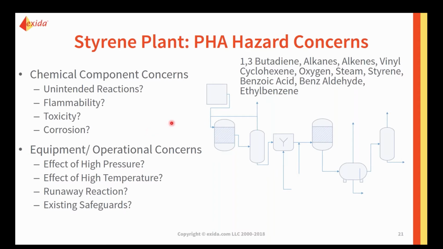So having a basic understanding of the chemistry behind the plant is important to make sure that when we go through and perform our high-level risk assessment, we know what we're addressing. And then lastly, you need to understand the effects of high pressure, high temperature, the potential for a runaway reaction, or the existing safeguards. And so this is what we need to do when we're looking at specific units and understanding what could go wrong.